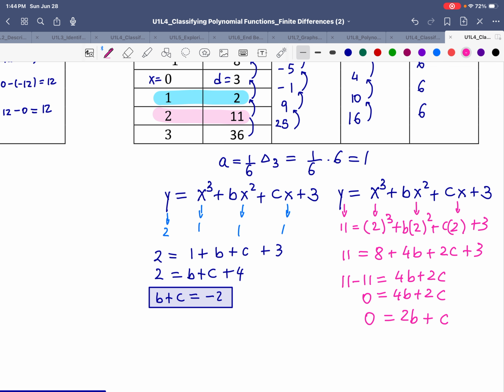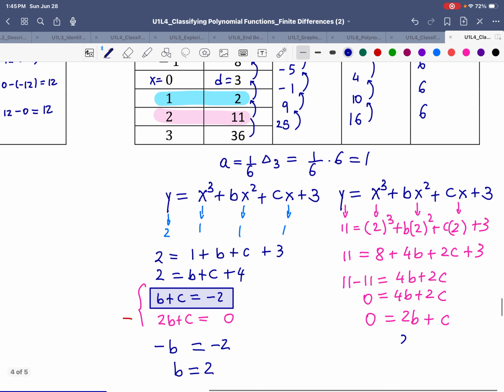So we're going to put the two equations together so that we can solve. So we have 2b plus c equals 0. And that means that by elimination, we're going to have b minus 2b, negative b, c minus c is 0, negative 2 minus 0, negative 2. So the value of b is 2, and for c, 2 times 2 plus c equals 0, so we get c equal to negative 4.